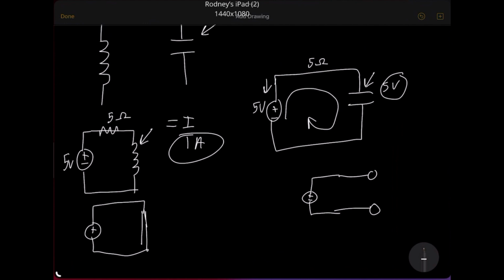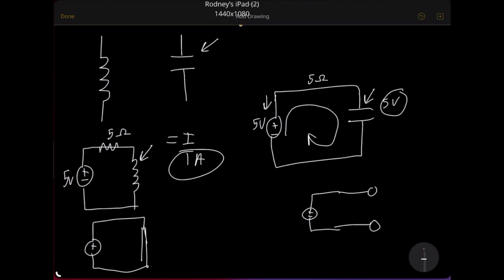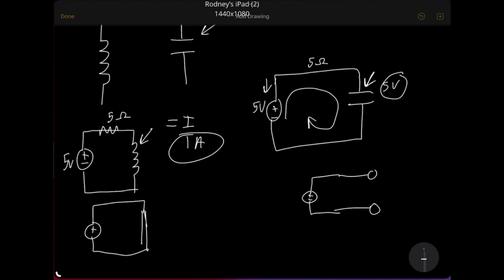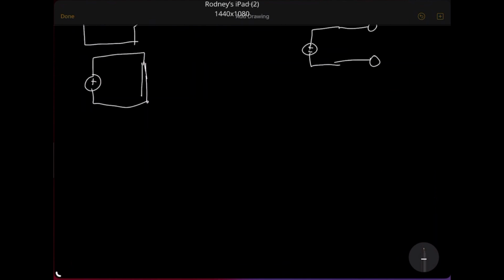Because when the charge is stored fully on this capacitor, it won't store any more charge, because the polarities on both these sides are equal. So nothing is going to pass through. Okay.